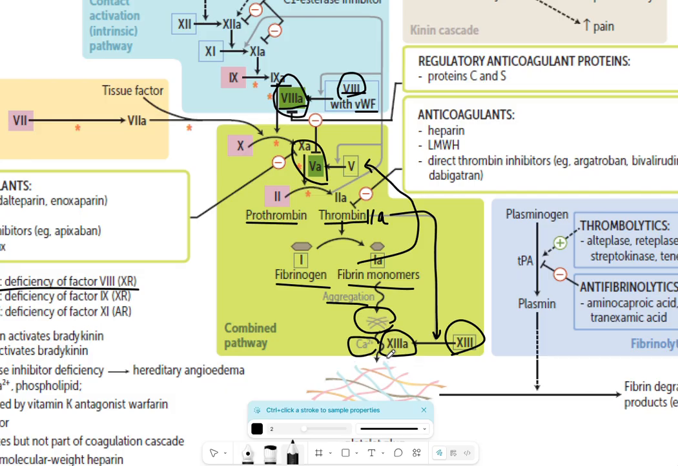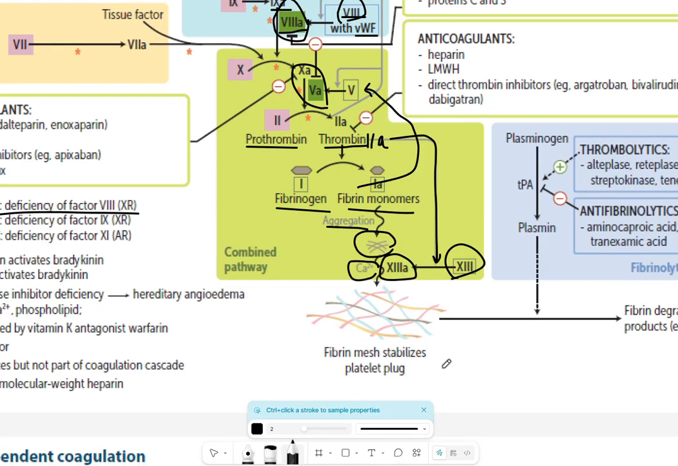So along with calcium, you are going to form a stable fibrin mesh here. This is a stable fibrin mesh. This fibrin monomer is not stable yet, right? It needs to be created into this mesh, this big mesh, right?